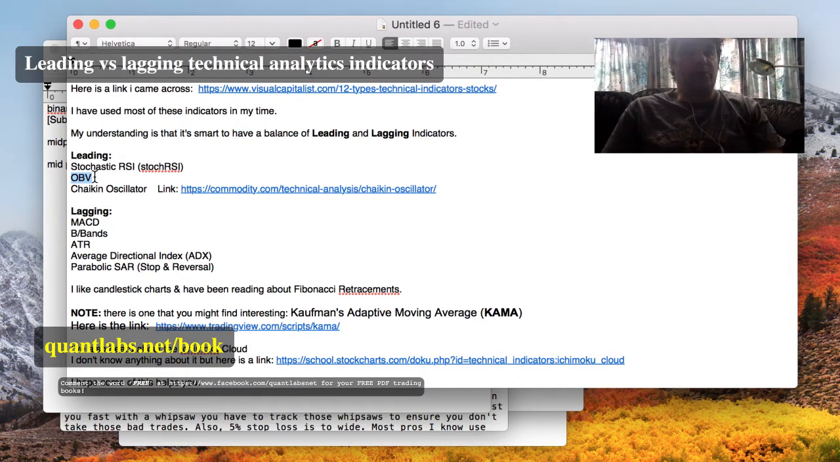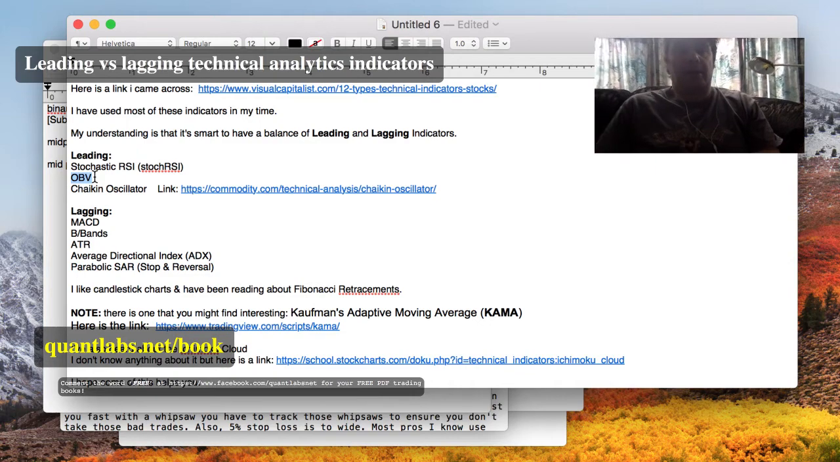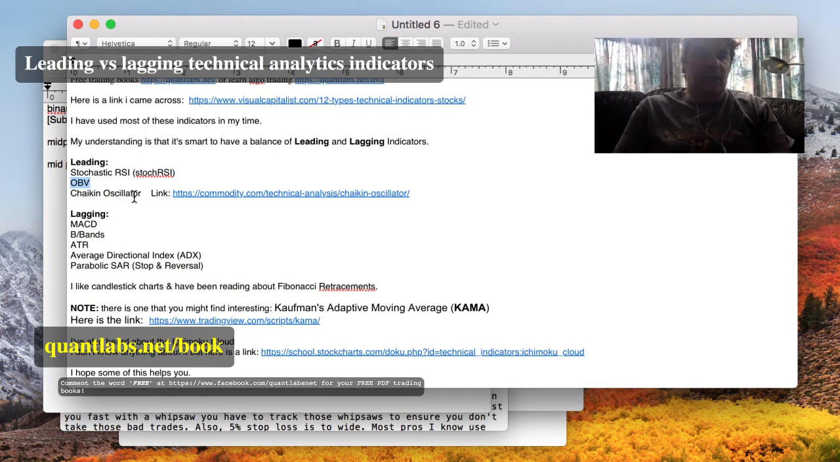The problem with OBV is it's good for confirmation, but you're going to see that volume anyway in your bar data, or you can also see it in the bid or ask volume as well. Chaikin oscillator is pretty good.